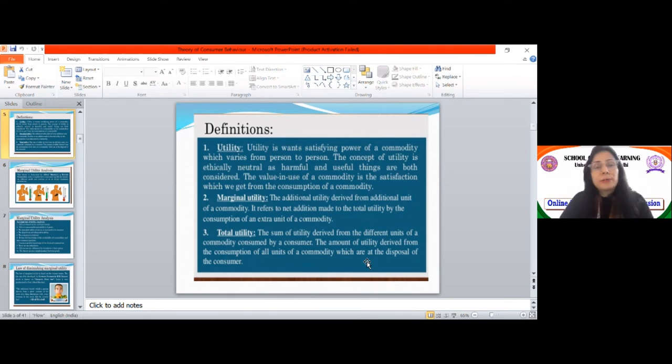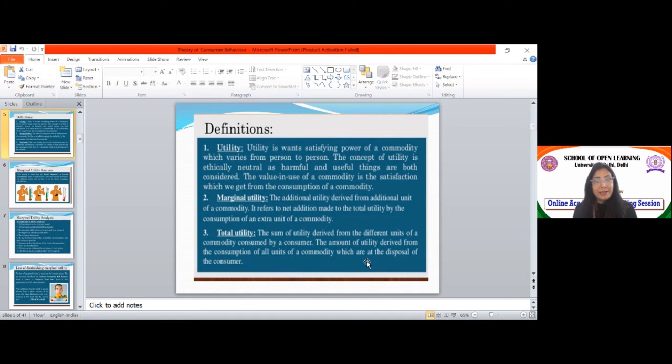Now we will talk about the definitions first, that is utility. What is utility? Utility is the want-satisfying power of a commodity, meaning how much utility we are getting from any particular commodity. It is want-satisfying power, which varies from person to person. Maybe your utility from an apple may be different from my utility from an apple. The concept of utility is ethically neutral; harmful and useful things are both considered. The value in use of a commodity is the satisfaction, meaning how much one apple is in use for you, and how much that apple is in use for me. That sort of satisfaction we get from consuming that one apple.